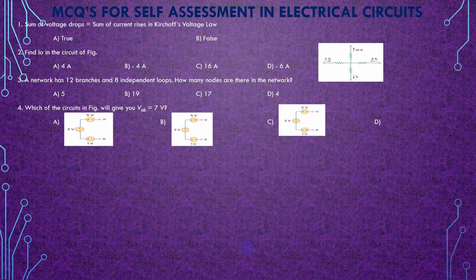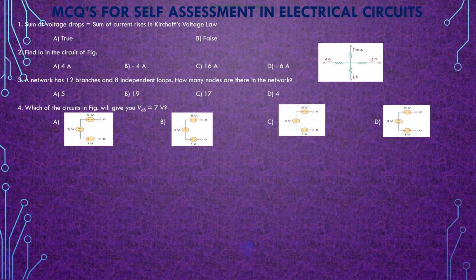So, current is now entering, plus 1. Current is leaving, minus 3. Current is entering, plus 5. Okay, so 5 plus 1, 6, minus 3. This is also not correct.